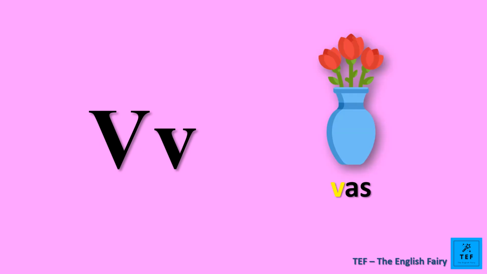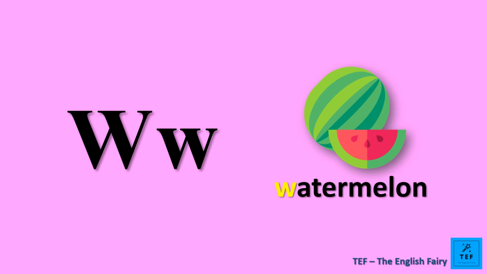V, as in vase. You should be careful in pronouncing the letters V and W. When you pronounce V, which gives the sound V, your upper front teeth should slightly touch your bottom lip. V, as in vase. W, as in watermelon.